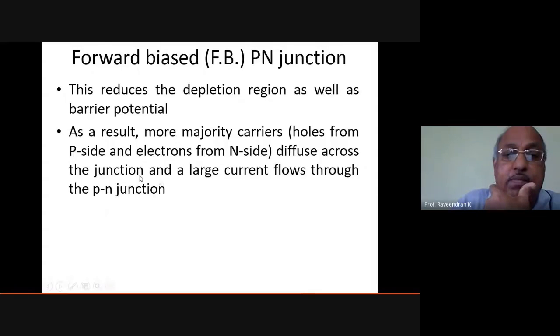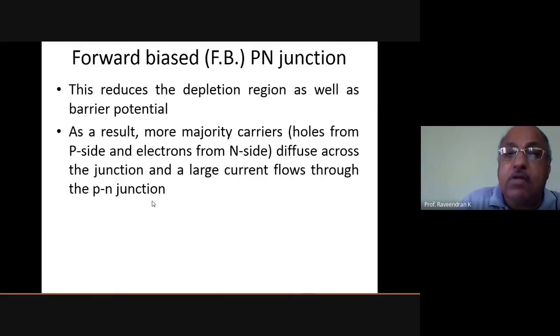As a result, more majority carriers, holes from the p side and electrons from the n side, diffuse across the junction, and finally a large current flows through the PN junction when the applied voltage is increased more than the space charge voltage or barrier potential. When the applied voltage is increased in such a manner that it is more than the space charge region voltage, that is the depletion region or barrier potential, then what happens?